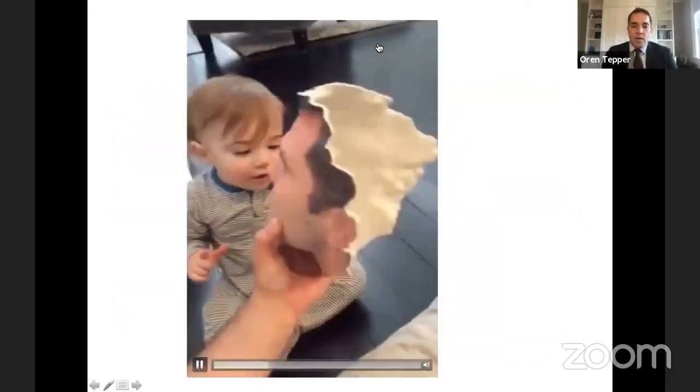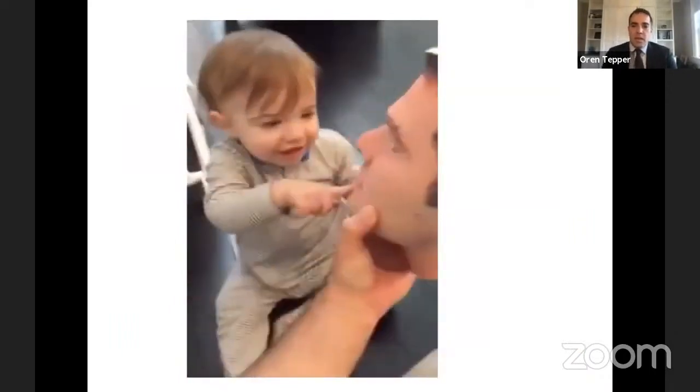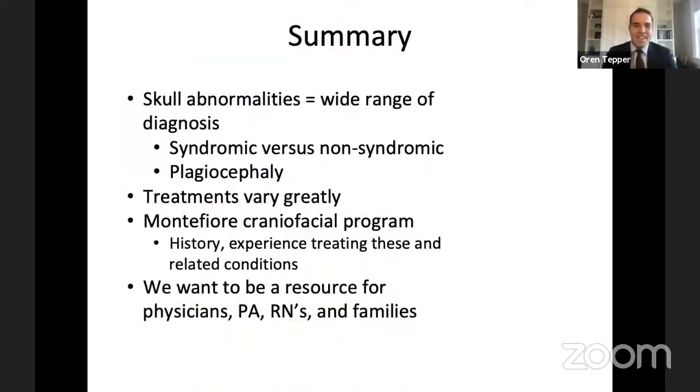When we're not using it in the operating room, this is how I got my son to say "dad" first, so I could be home when I actually wasn't. So it's got lots of uses.